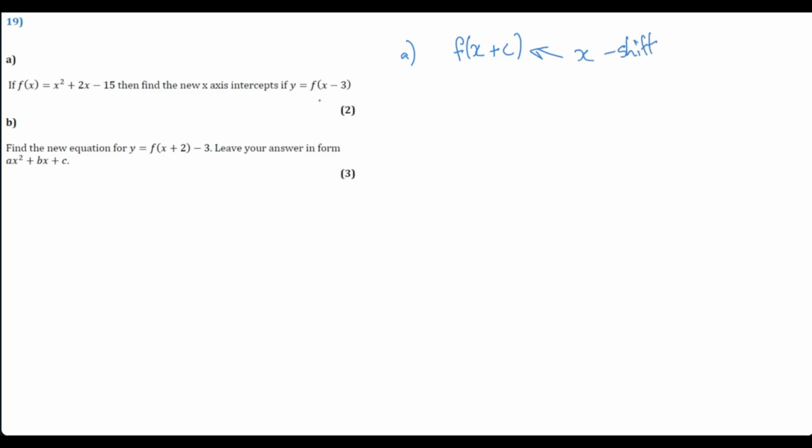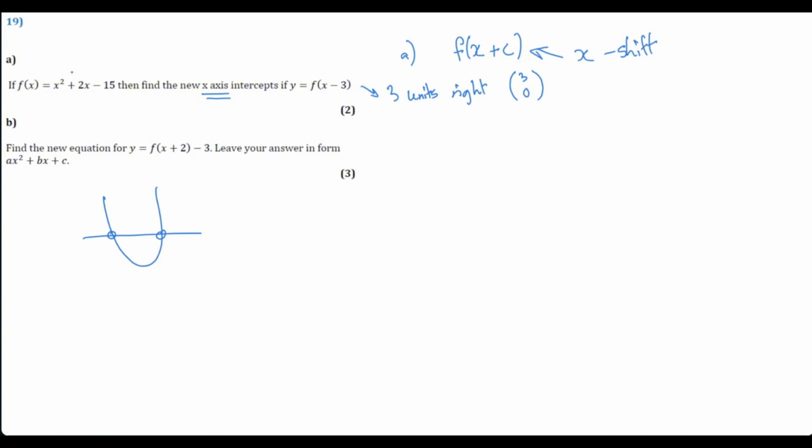Now, you might think this is moving 3 units to the left, but it's actually not. It's the inverse. So this is telling us it's moving 3 units to the right. Or in vector form, you could write this as 3 units to the right, no movement vertically. So we need to work out the x-intercepts.